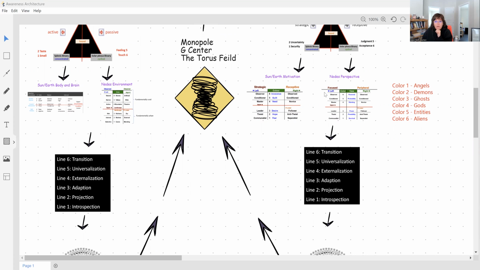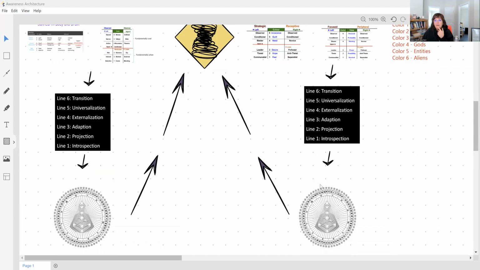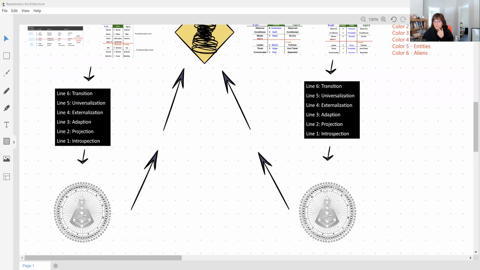Now, from the color, we hit the line. And the line tells us, what are we here for? Line ones are introspective. Twos, projection. They're naturals. Threes, adaptation. Fours, externalization. Fives, universalization. That's why I did that whole heretic thing, because we have some really confused fifth line people. And sixes, this is the transition. And then, of course, it goes through the gate.